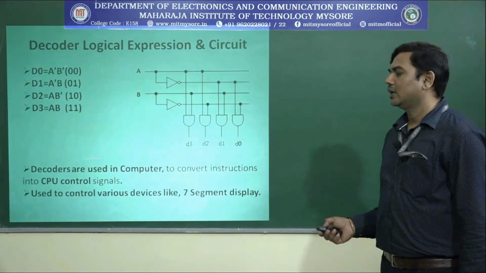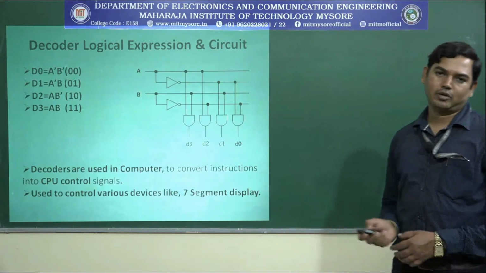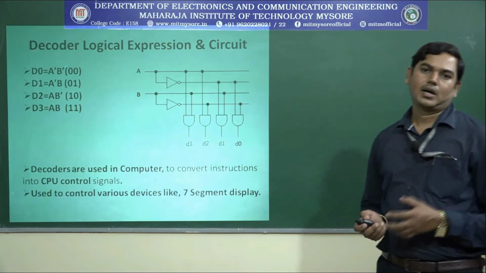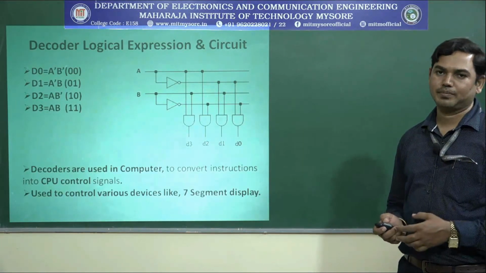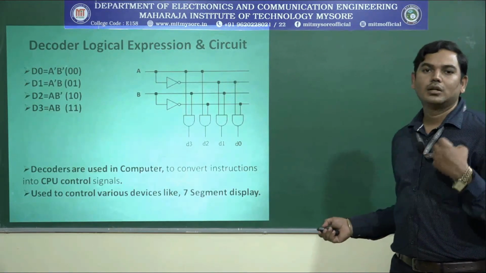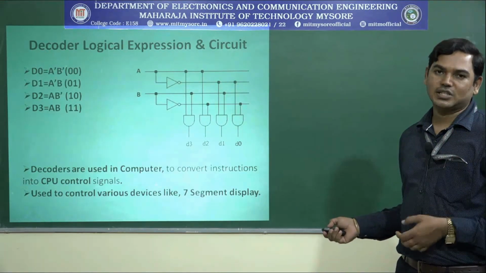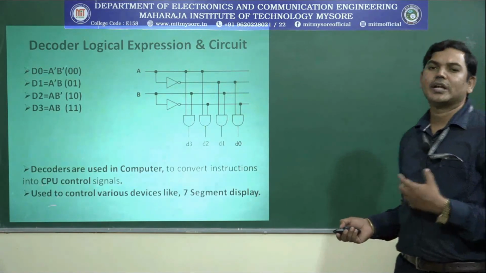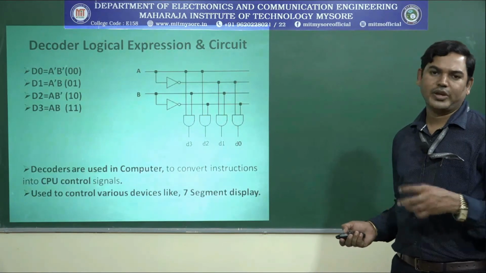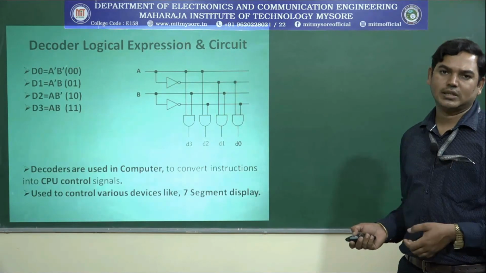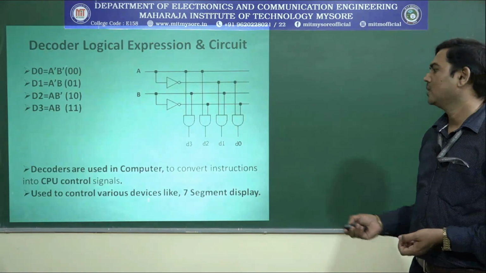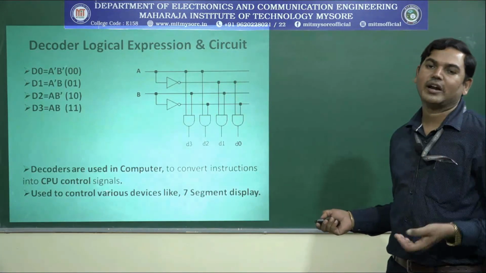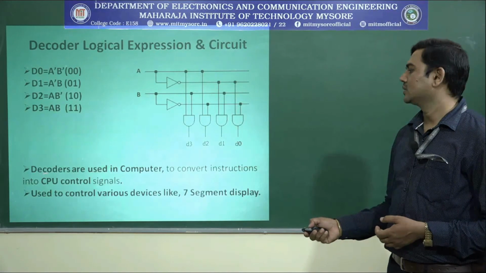So, what are the important applications of a decoder? A decoder is an essential part of a CPU or a processor. It is used as an instruction decoder in many computers, and also to generate control signals. We have studied various control signals in microprocessors and microcontrollers. So, which is the digital device or circuit responsible for generating those control signals for the CPU? It is the decoder.